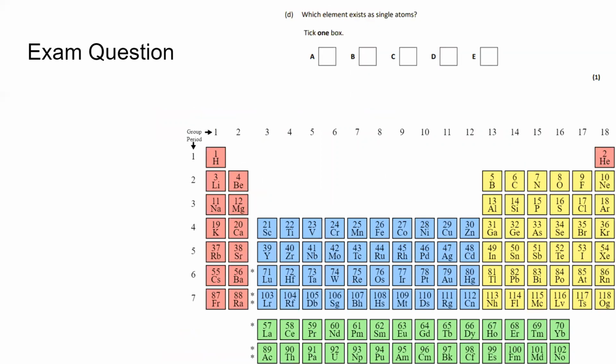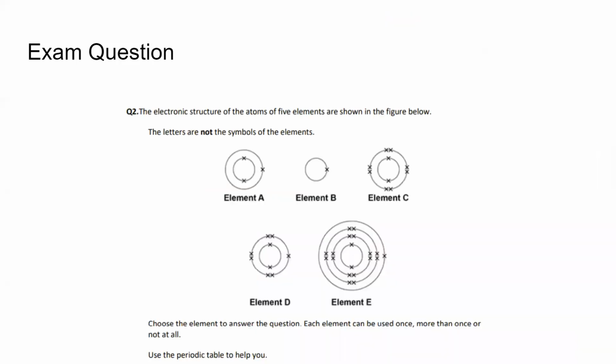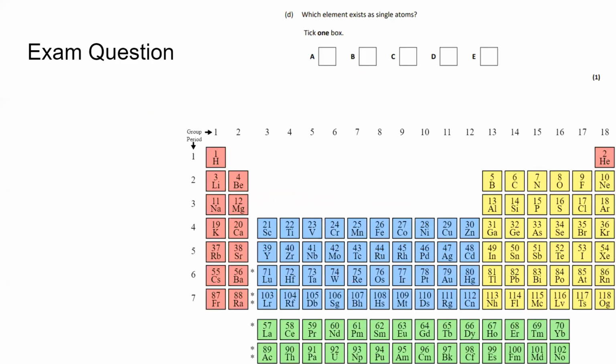Question D, which element exists as single atoms? Now for single atoms to exist, they have to be inherently stable, which means they need a full outer shell of electrons, as they do not require any more electrons or need to lose any electrons to become fully stable. So let's have a look at which element has a full shell of electrons. And this would be element C, which has 8 in the outer shell. So that is the answer for question D.